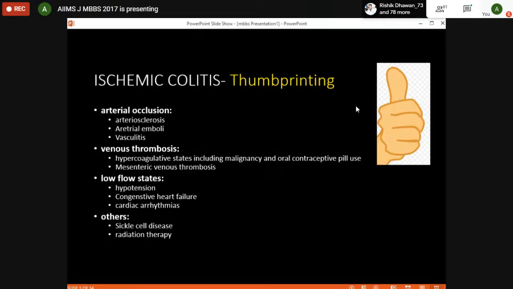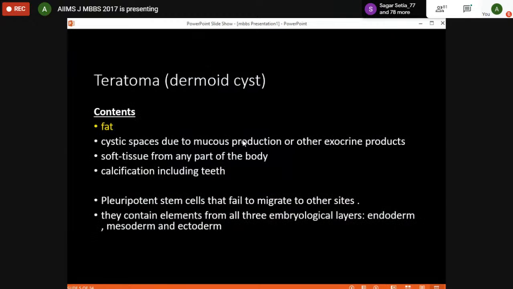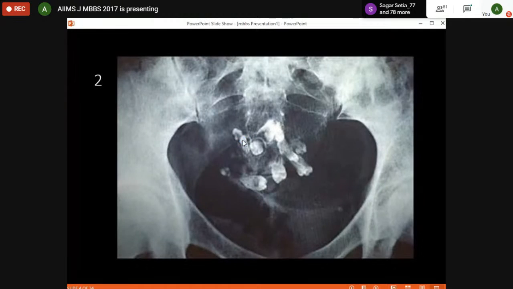Okay, so ischemic colitis is clear to everyone. We'll move to the next slide. Again, this one is a plain radiograph of the pelvis. As you can see the pelvic bones, this is the sacroiliac joint here, this is the sacroiliac joint here, this is the sacrum, these are the iliac bones on both the sides. I'll just show you the findings here.